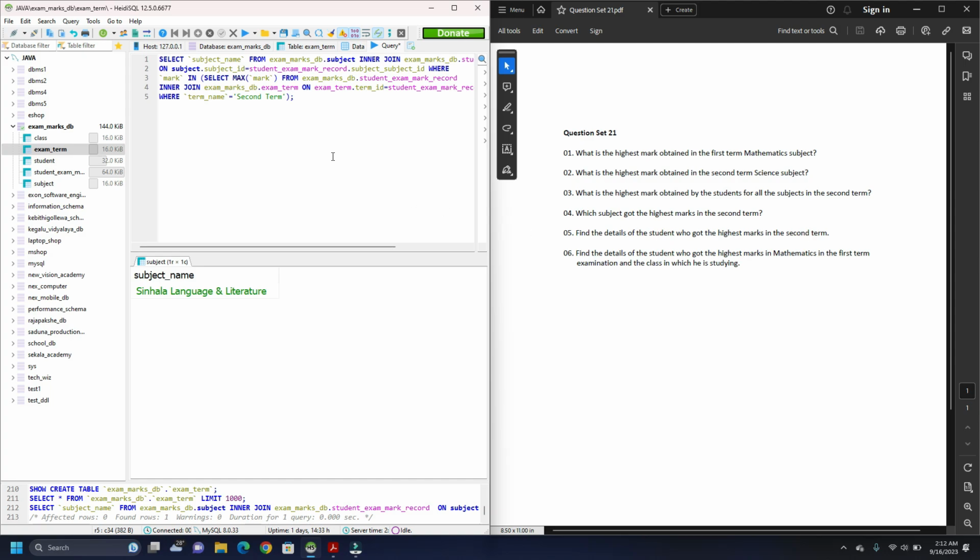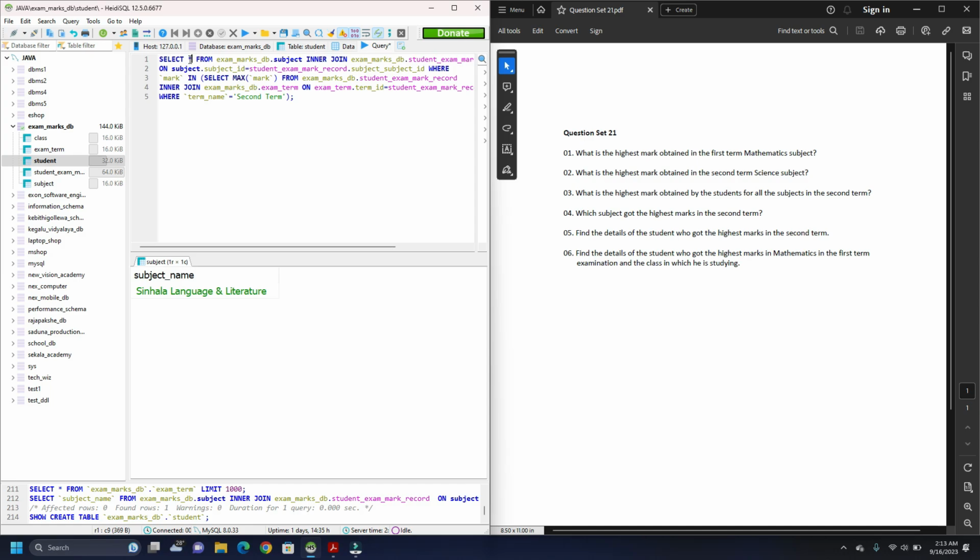And on to the fifth question, find the details of the student who got the highest mark in the second term. So here the query is basically the same, apart from some details. Here we have to change the subject name to the details of the students. From here the subject table changes to the student table. So let's go ahead and make the changes.